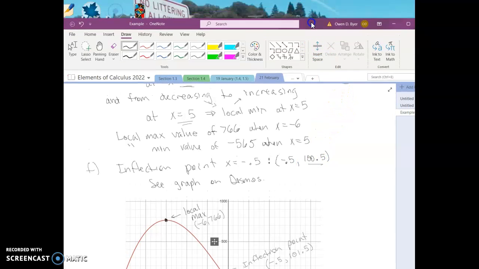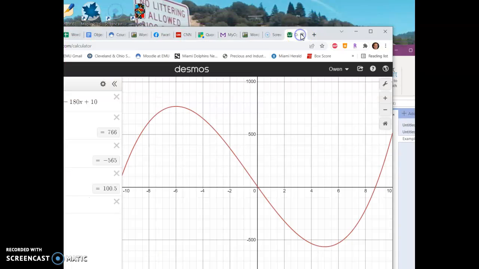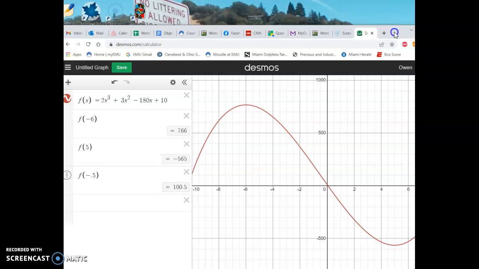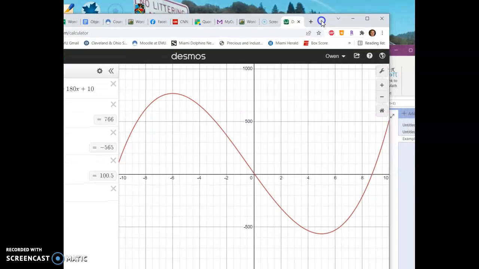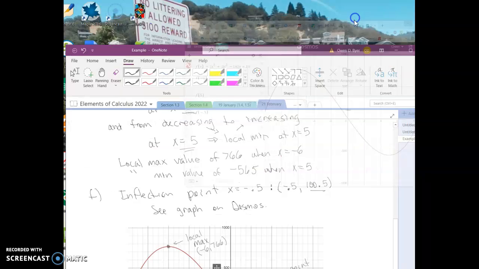And to see my Desmos work, let's see if I can bring that up. Yeah, here's the original graph on Desmos. Let's drag this over here. There was my original function, which I plugged in the values to see. And then here's the graph. I changed the scale so we could see all the points. We could see the max, min, and inflection point.